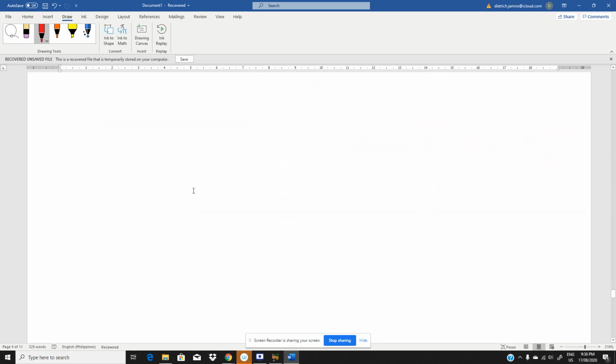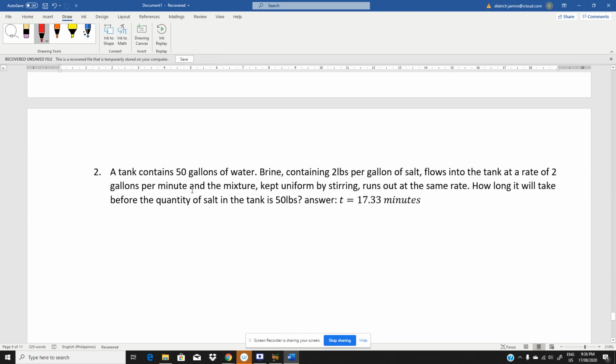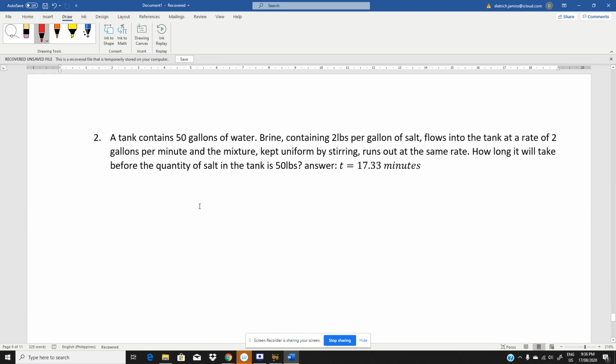And then, moving forward into our second problem. So our second problem is this. We are given that a tank containing 50 gallons of water, brine containing 2 pounds per gallon of salt, flows into the tank at a rate of 2 gallons per minute, and the mixture, kept uniform by stirring, runs out at the same rate. How long will it take before the quantity of salt in the tank is 50 pounds? So we are asked to find T. That is what we are looking for.